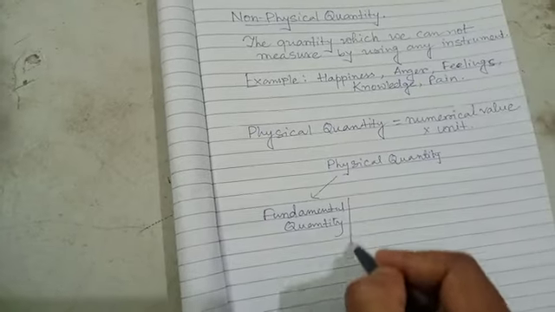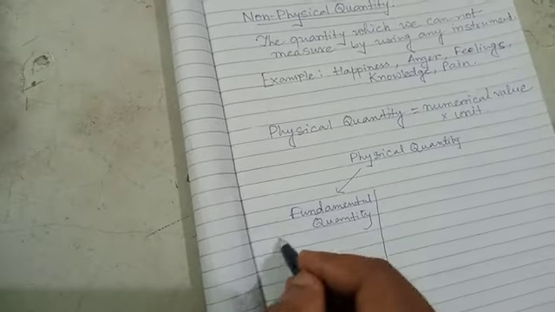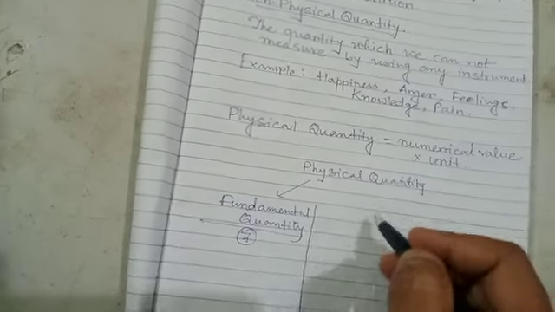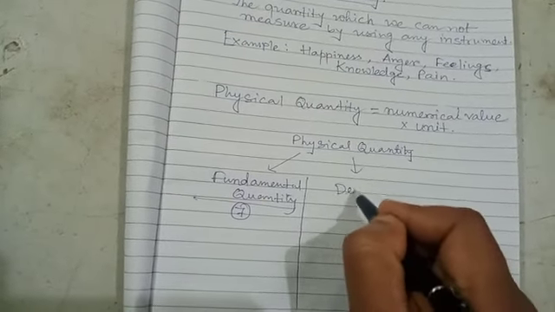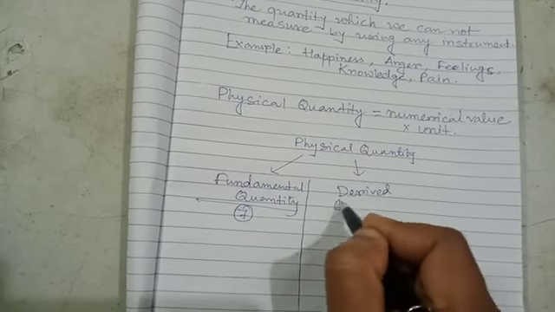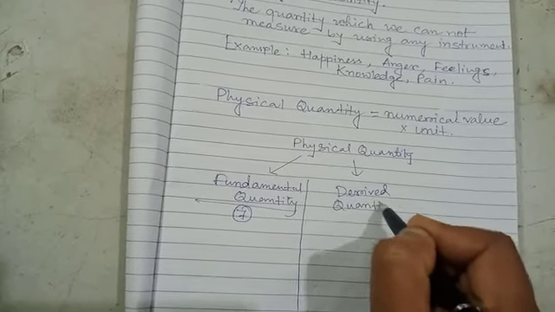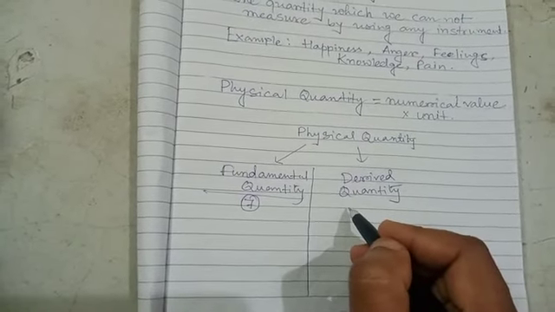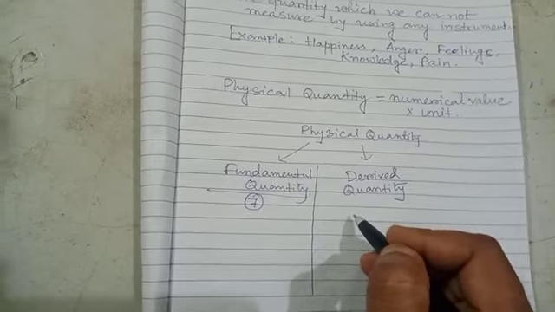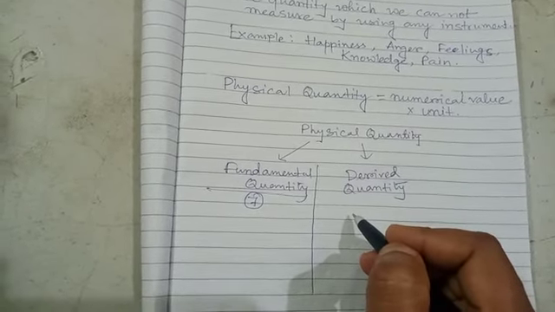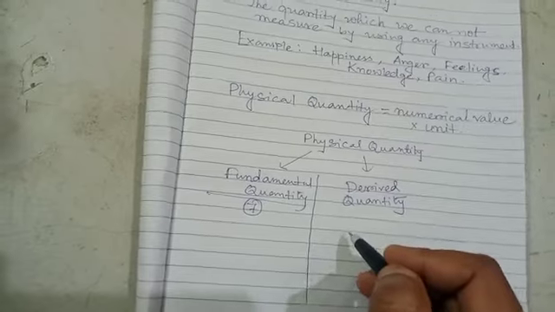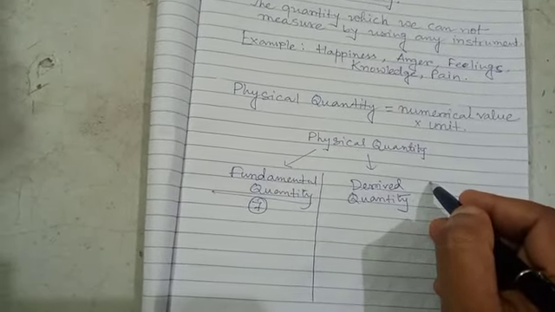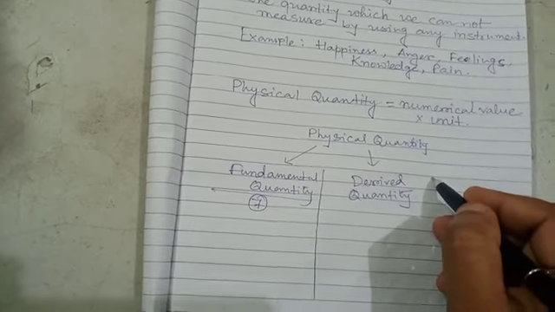How many fundamental quantities are there in our world? There are 7 fundamental quantities. And the second one is derived quantity. How many derived quantities are there? There are an infinite number of derived quantities. That means we cannot count how many derived quantities there are. We derive any physical quantity using fundamental quantities.